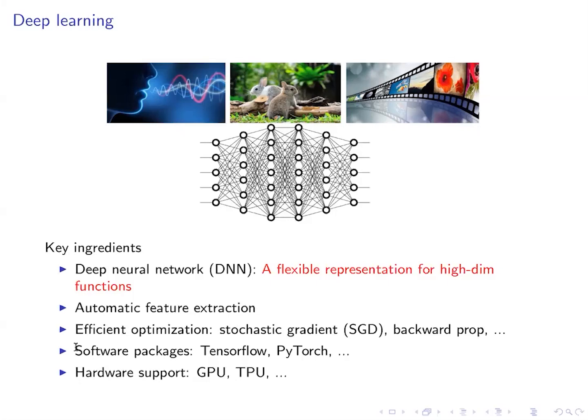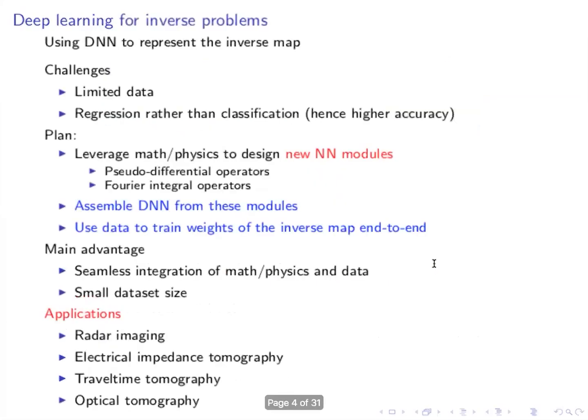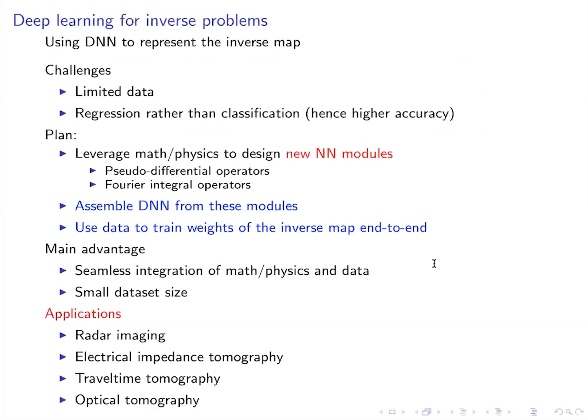At the same time, we should not forget about the software support and hardware support like TensorFlow, PyTorch, GPU, TPU. These are the things which really make the neural network work efficiently. Okay. Now, let's try to put that together.